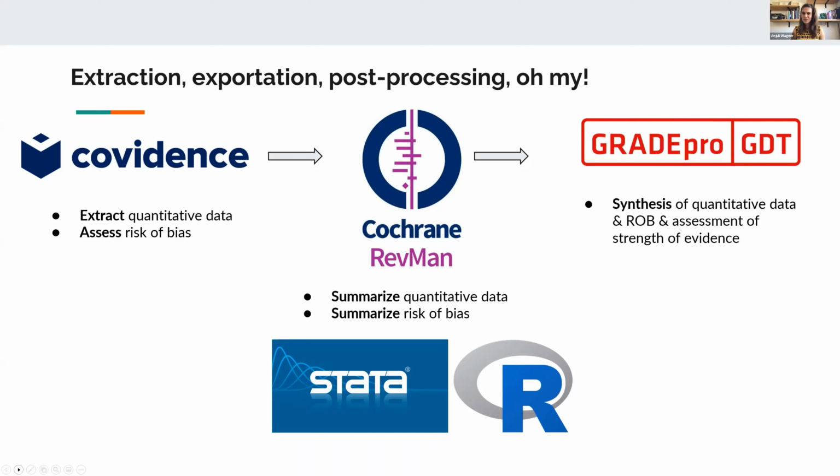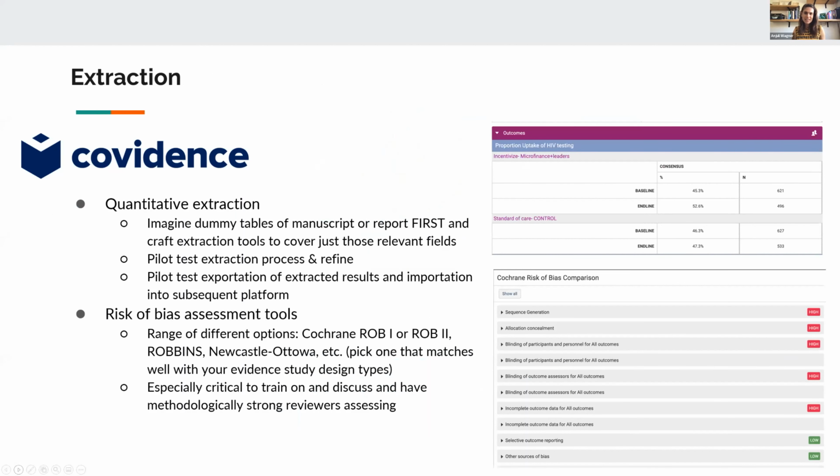Next slide. So within Covidence, as you saw, there are so many wonderful pieces of functionality. If you're doing a quantitative review and you're ready to jump into extraction, I highly recommend, because I made errors along the way, to imagine the dummy tables of the manuscript or your report first, then make your extraction tools and only extract those things that are relevant in your final tables. It's going to save you so much time and have it be really streamlined.